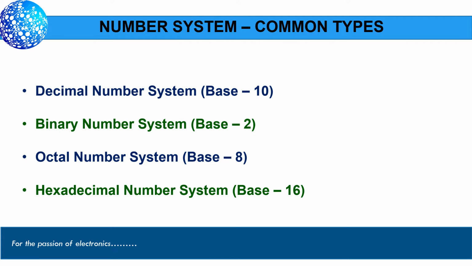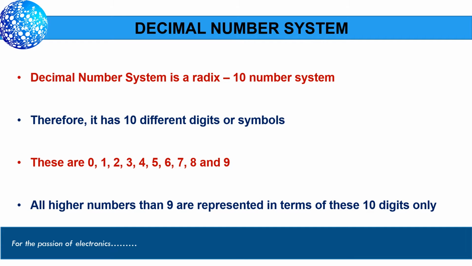The four commonly used number systems are the decimal number system, which has a base of 10. That means we have 10 independent digits. The binary number system with a base of 2. It has 2 independent digits, that is 0 and 1. The octal number system with a base of 8 and the hexadecimal number system with a base of 16. We'll discuss these number systems in detail in this video.